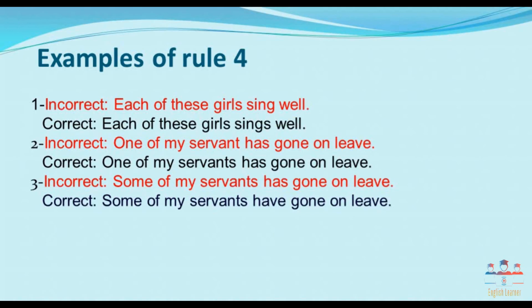The number 3 example is, some of my servants has gone on leave. Now the word some indicates that there are some in number, meaning more than 3 or 4, but it is not identified how many they were, so they are expressed by the word some. So some of my servants is going to be treated as plural instead of singular. The plural is going to take a plural verb. So the correct verb is, some of my servants have gone on leave.